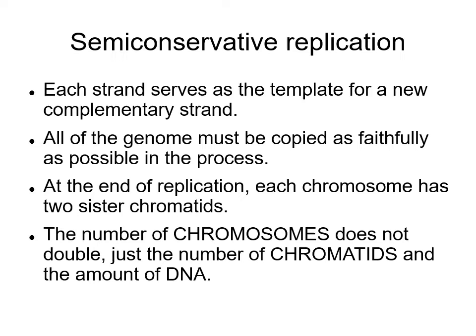So at the beginning of S phase, each chromosome consists of 1 chromatid. At the end of S phase, each chromosome has 2 chromatids. So we started off with 2N, or 46 chromatids, and now we have 4N, or 92 chromatids, because each chromosome has 2. The DNA content is also doubled. We went from 2C of DNA to 4C.